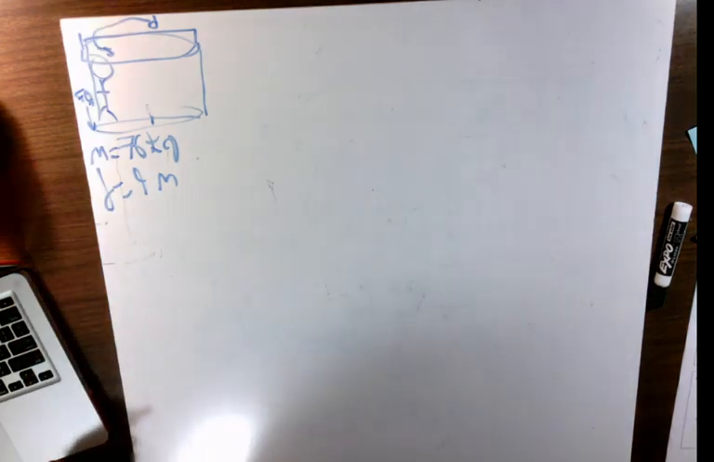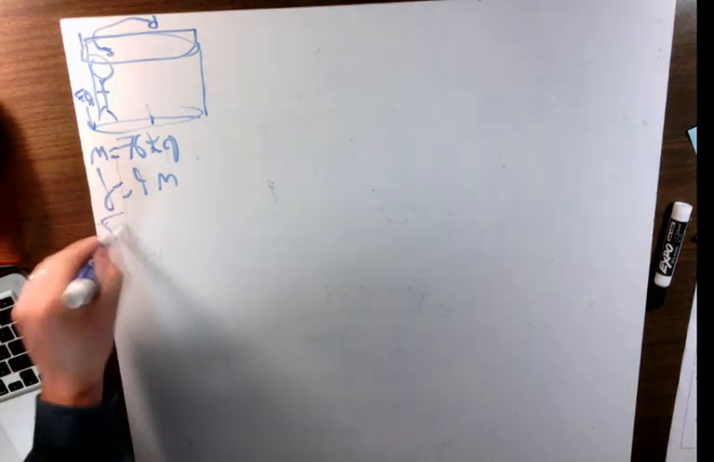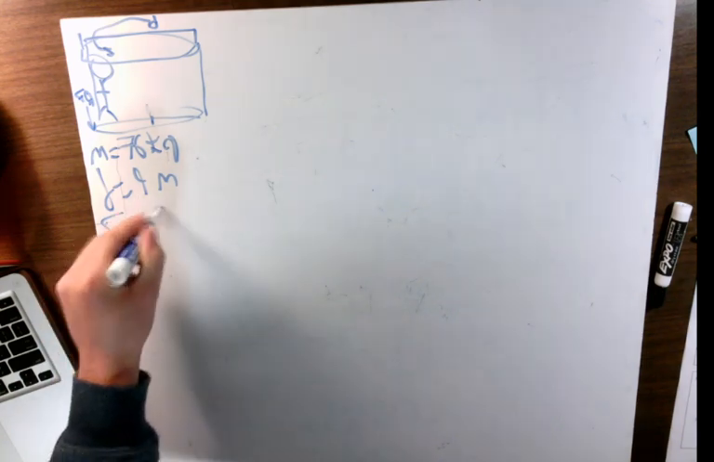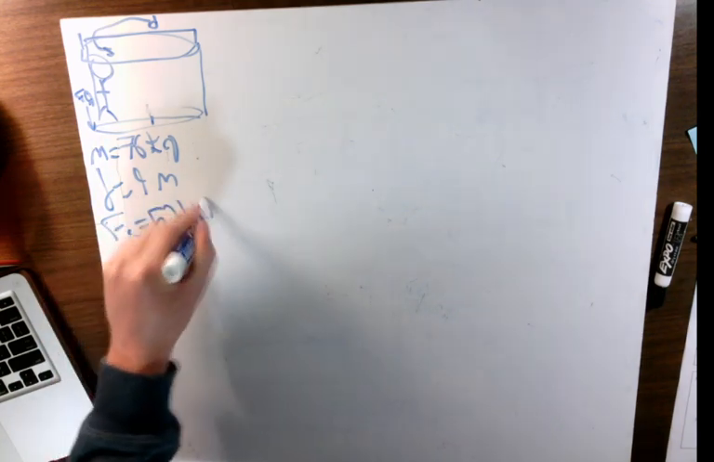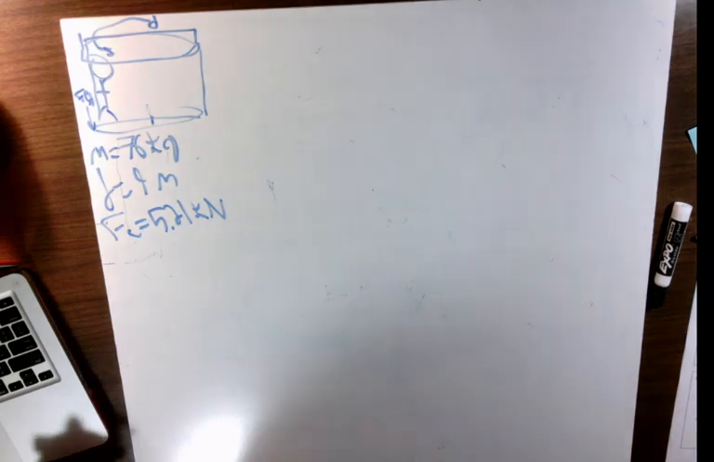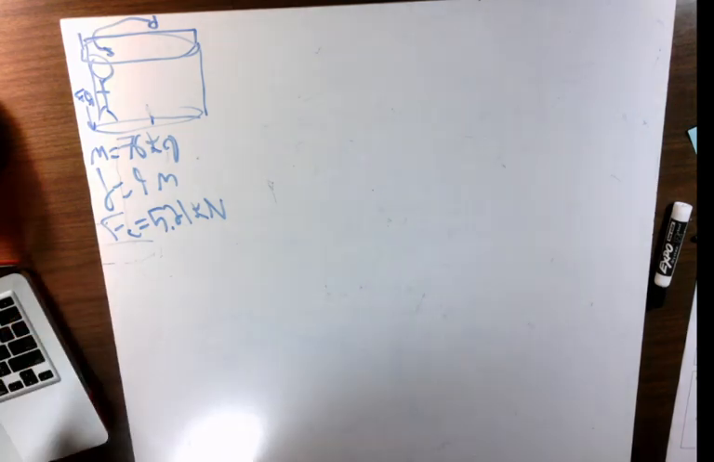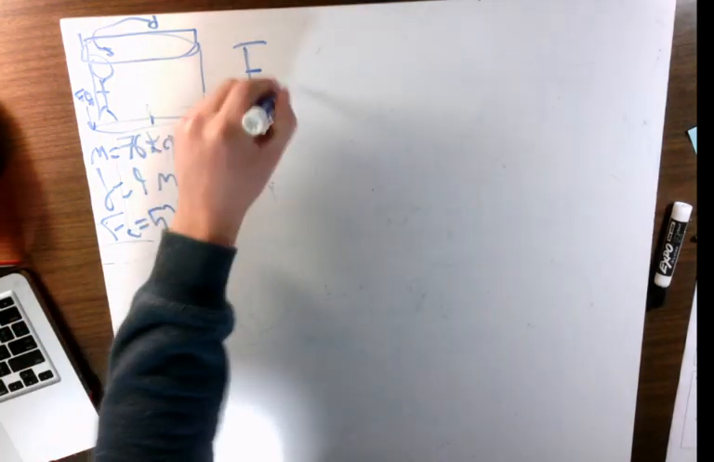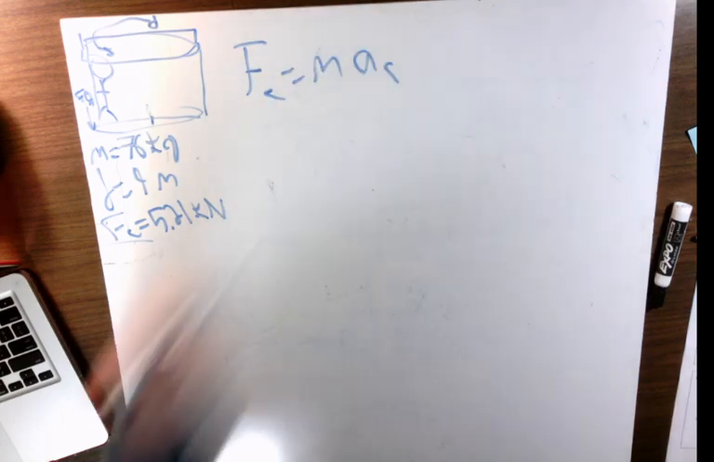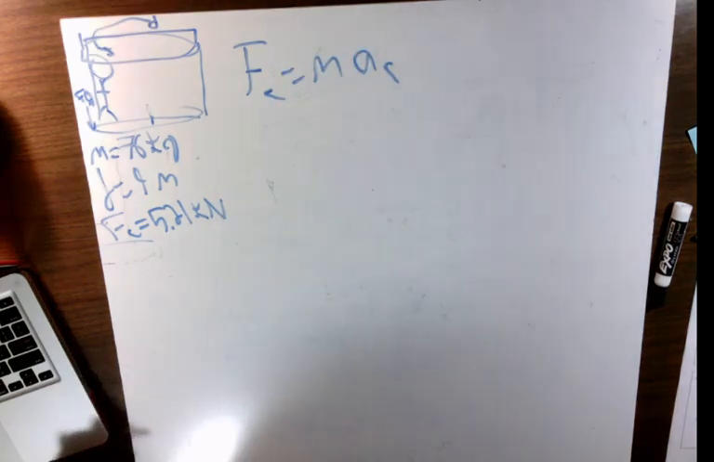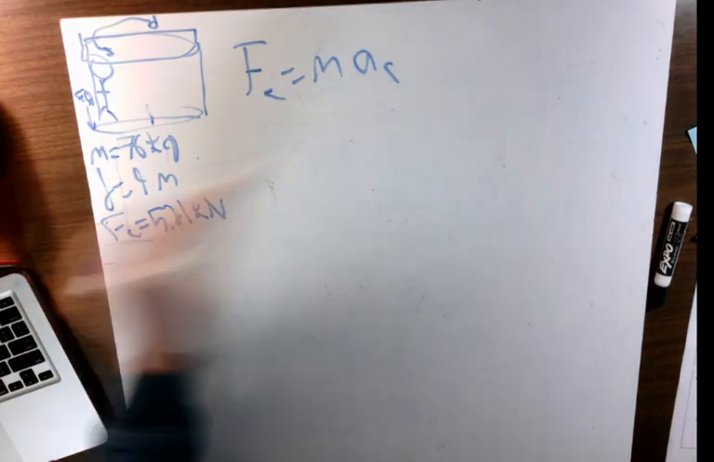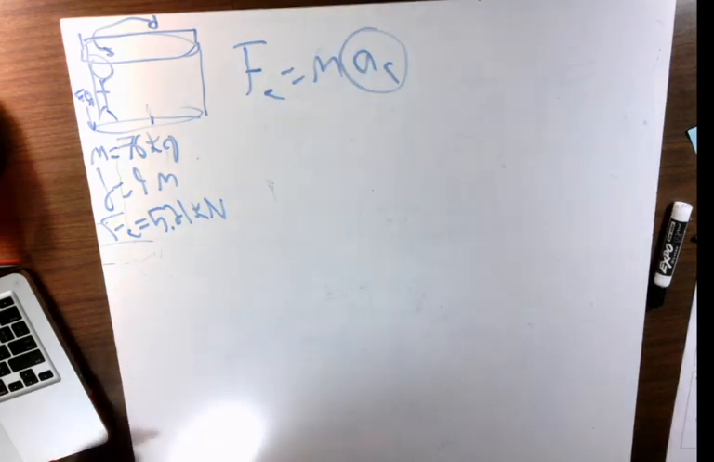And we know that the centripetal force is 5.21 kilonewtons. We want to determine the time it takes for one rotation. So we're given our centripetal force. We only have one formula that works for that. Let's write it down and see what we're missing. We have centripetal force, we have mass, we are missing centripetal acceleration. So that's what I'm going to focus on.